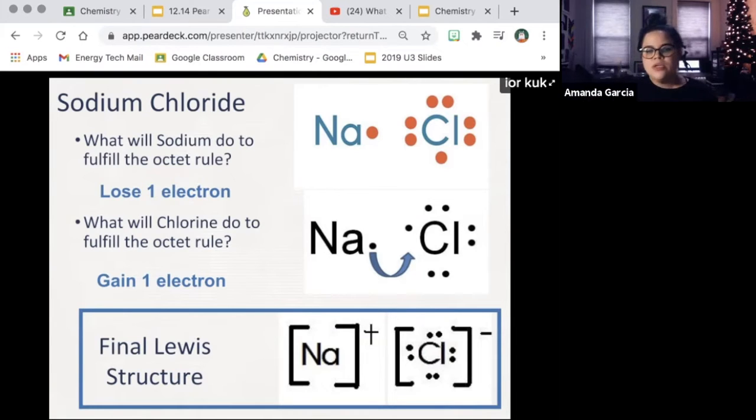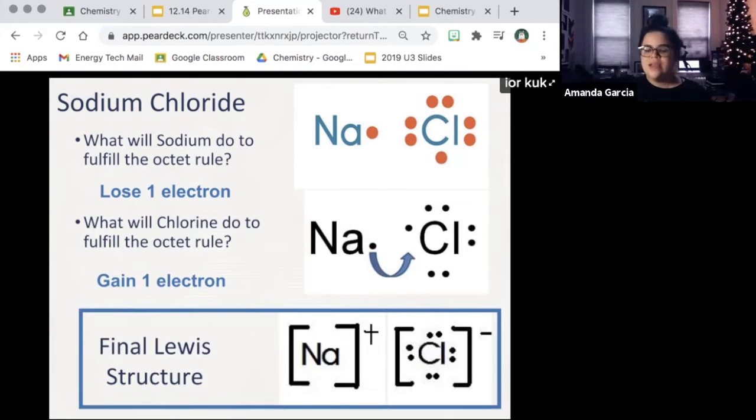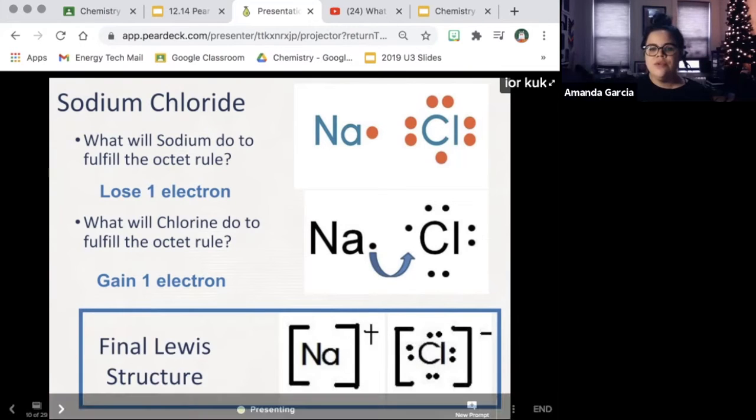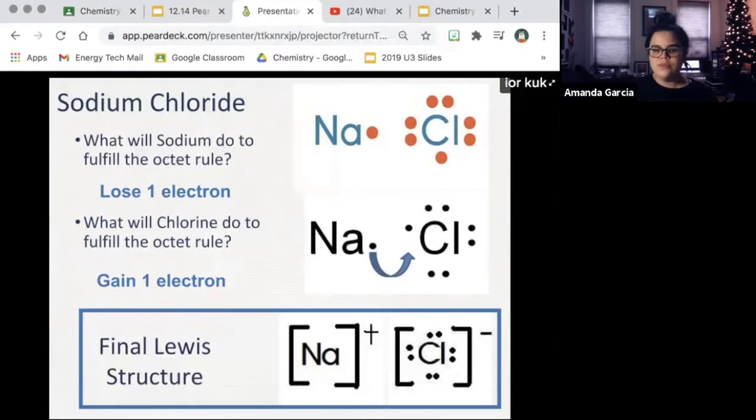Okay, and so this picture at the bottom, this is your final Lewis structure. And if you notice, it's just the ion for sodium drawn next to the ion for chlorine. And there's really nothing more to it other than drawing those ions next to each other. That's why we spent quite a bit of time last week reviewing how to draw these ionic diagrams, so that way we can draw them for compounds moving forward.